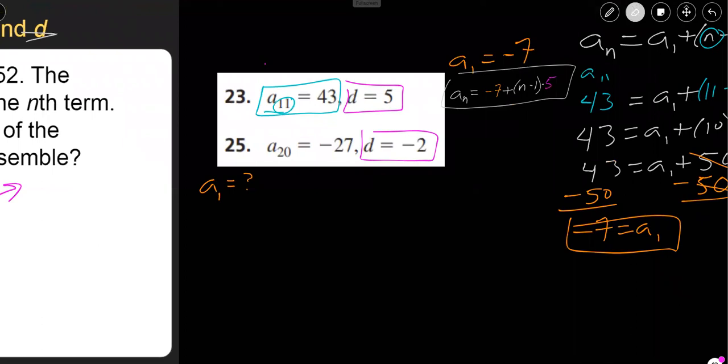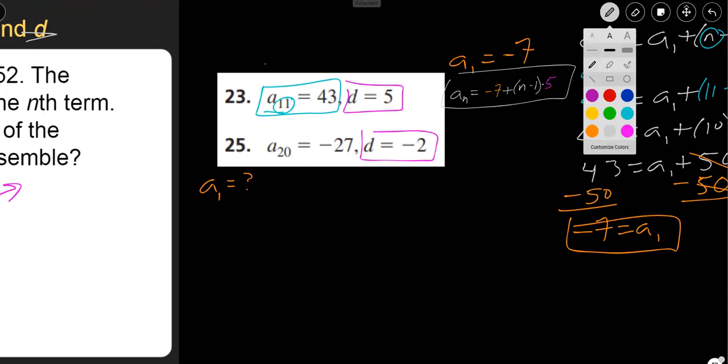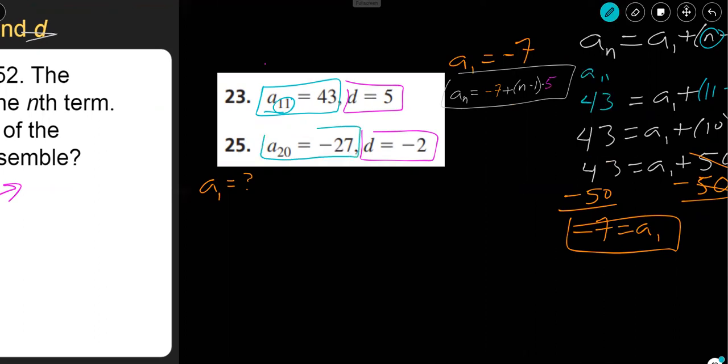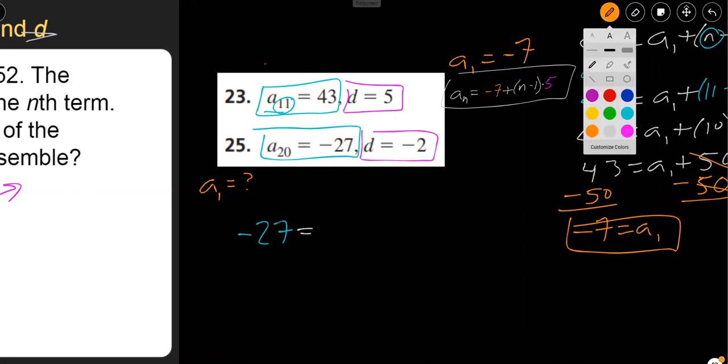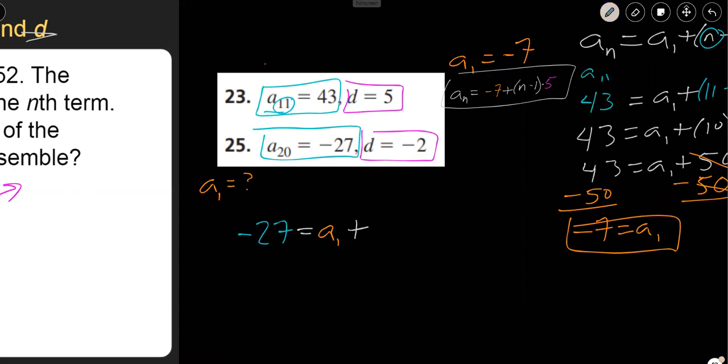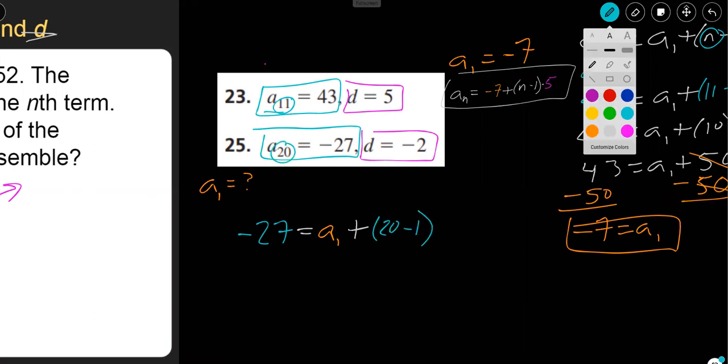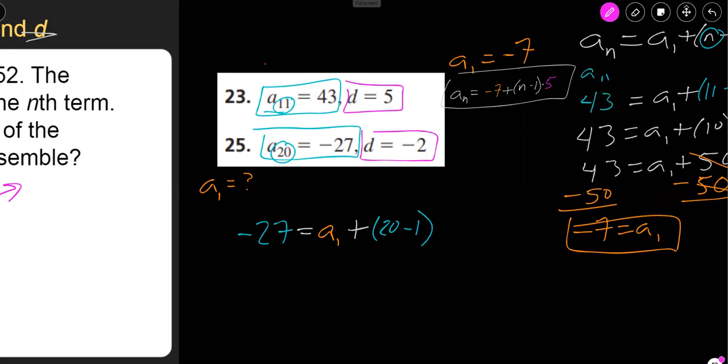Let's do 25 really quickly here. Again, we've got the d value, and we've got a random position. We've got A20 is equal to -27. So I'm just going to fill in what I know. A20 is -27, so that's going to be my AN. It's going to be equal to A1. Don't know what A1 is. Plus n minus 1. Well, my n value, again, is 20 this time. And then I'm going to be multiplying it by the difference value, which is -2.